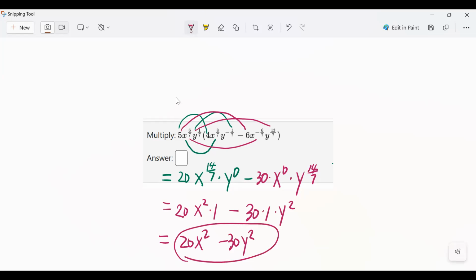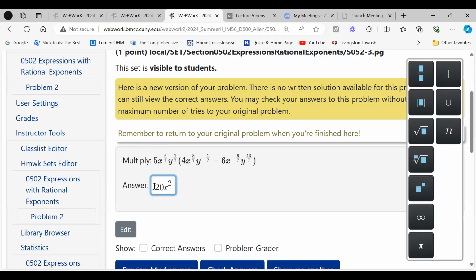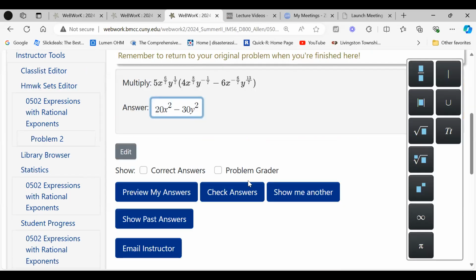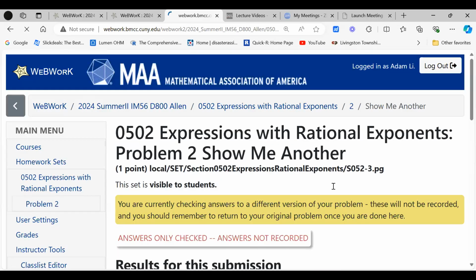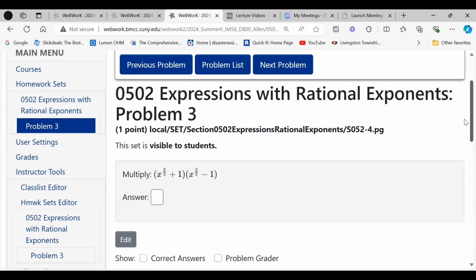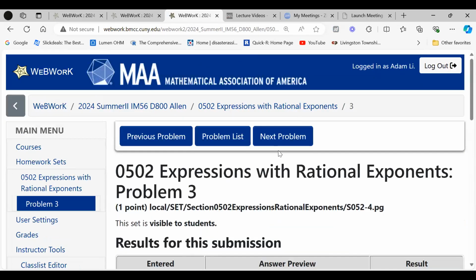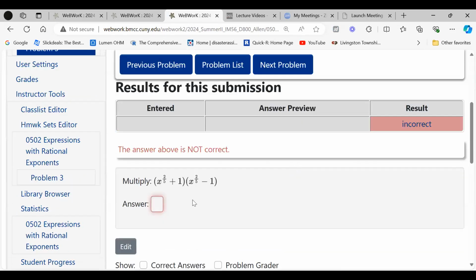Yep, so any question about this? Yeah, it's good, correct. Yeah, you try this one. This is not a, just FOIL this and then combine like terms if possible.